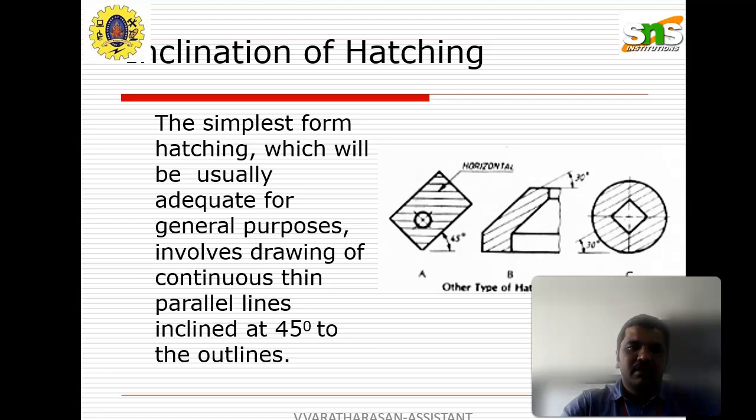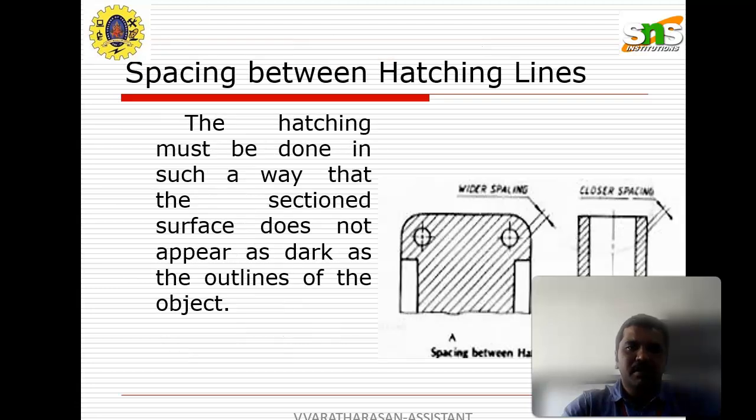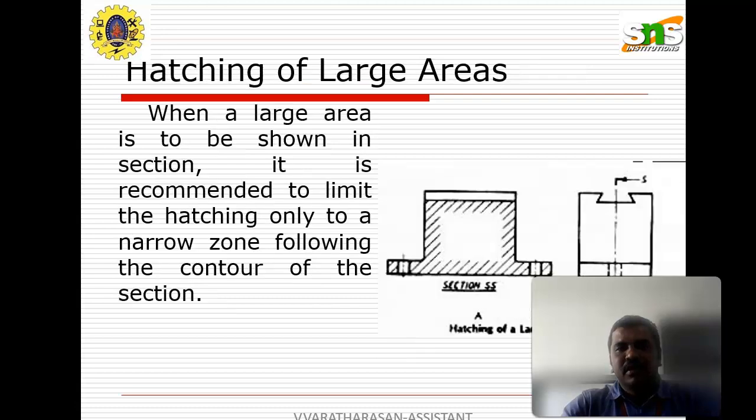In this slide we can learn about the spacing between the hatching lines, which must be done separately for the sectional surfaces, and which appear as the dark outlines of the object. Spacing between the hatching lines is a very important thing in the diagram. The hatching of large areas is also represented with hatching lines like this diagram, showing the ways to represent a large area or large product as a sectional view.